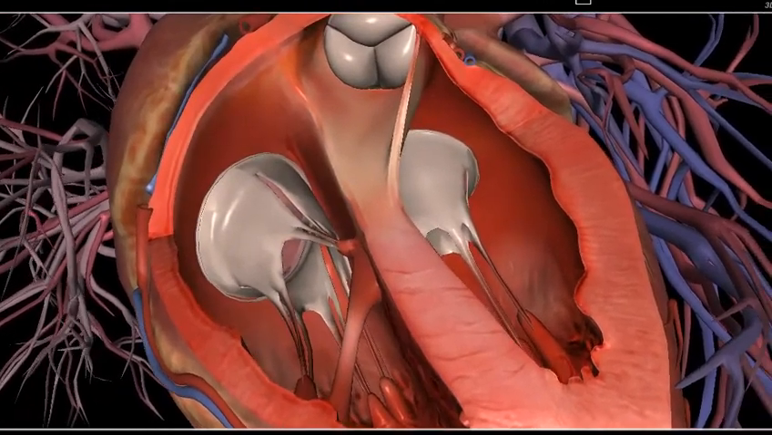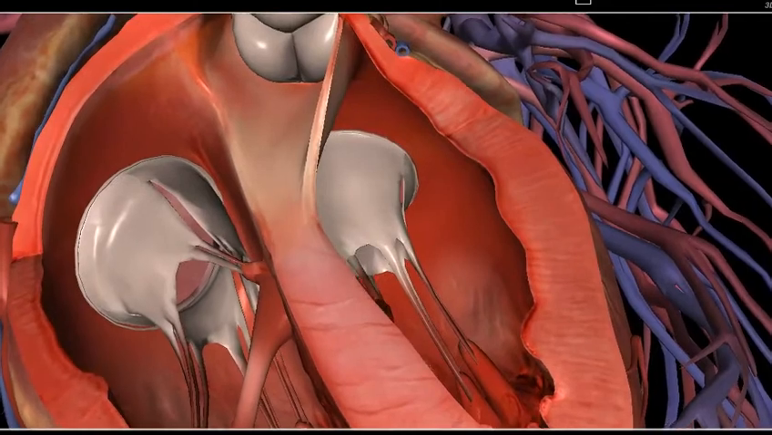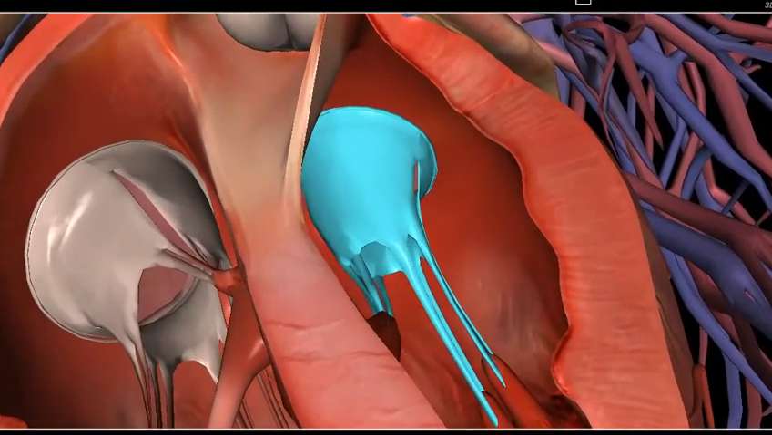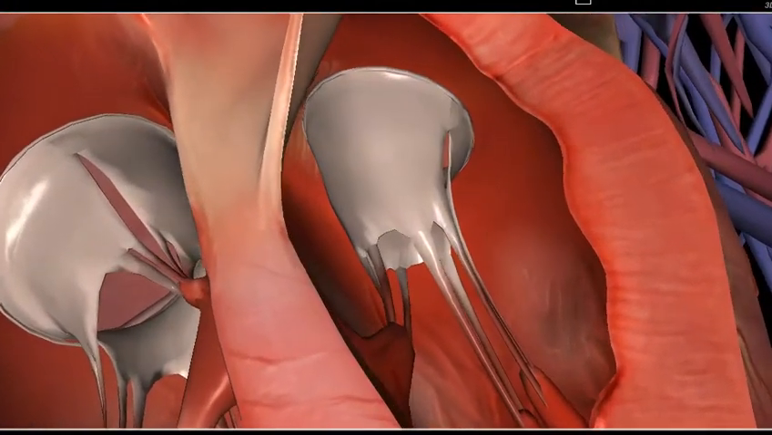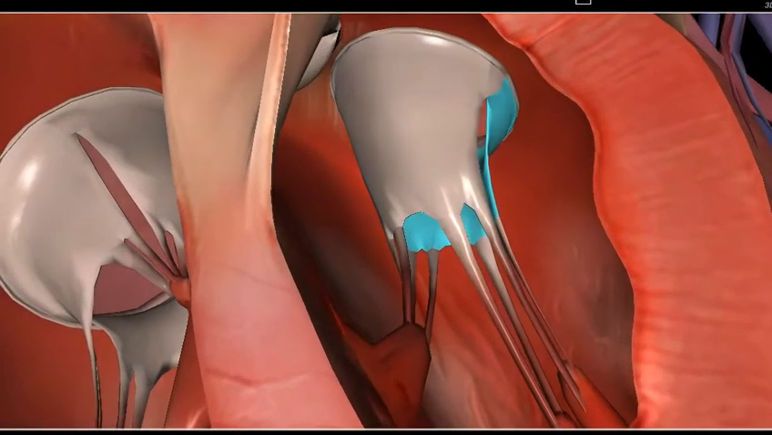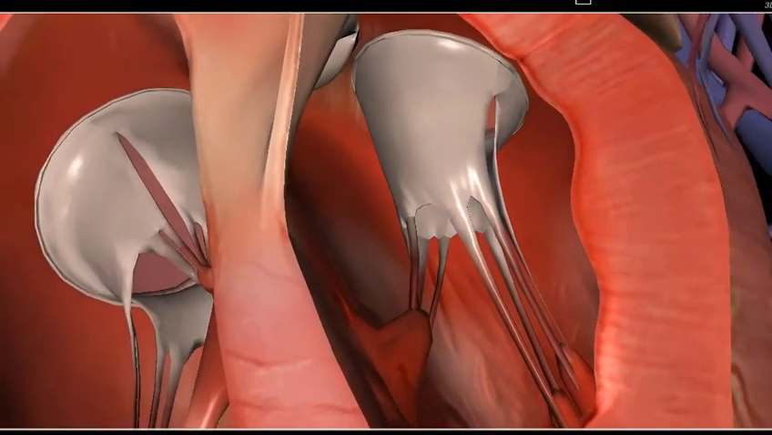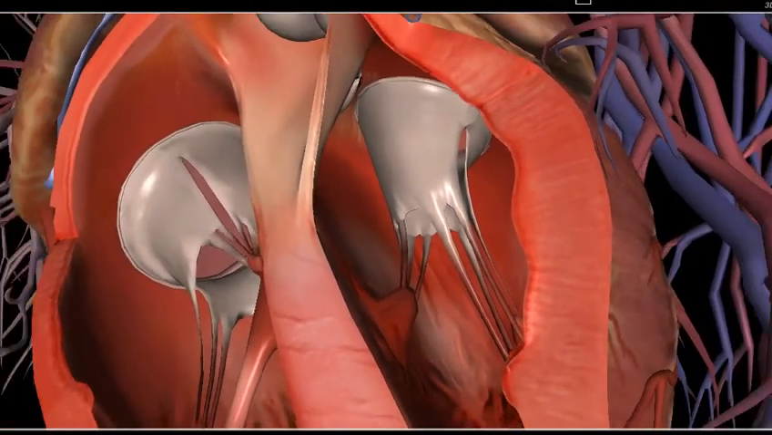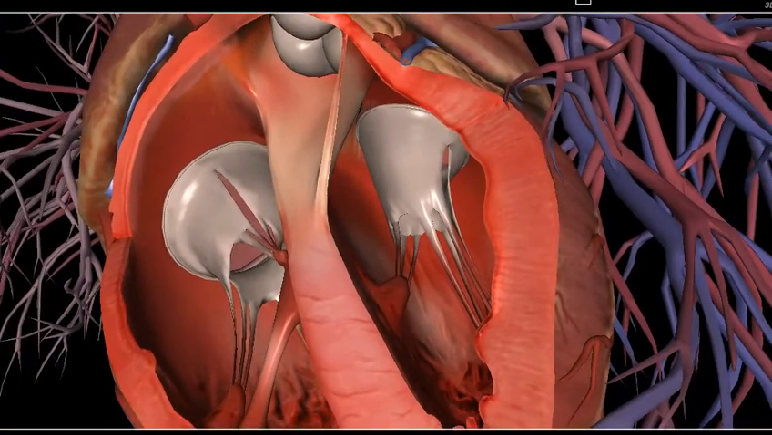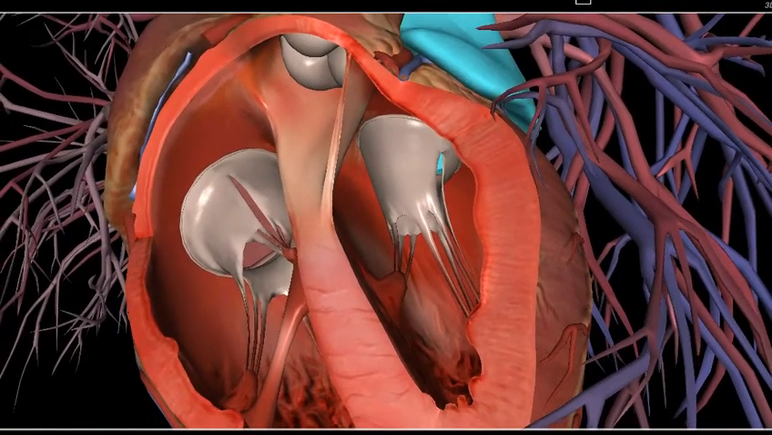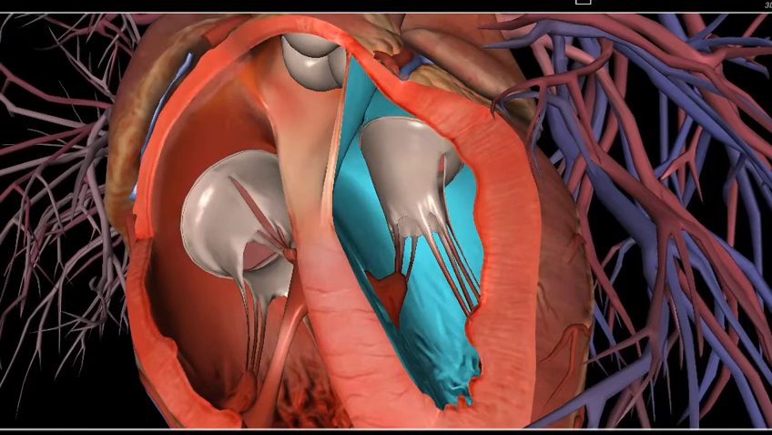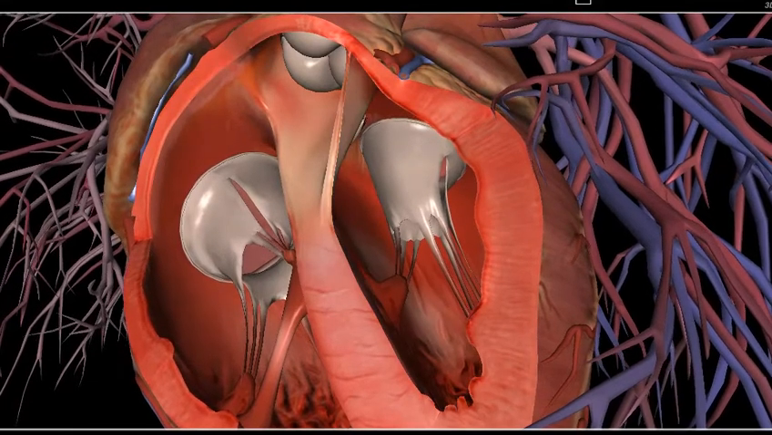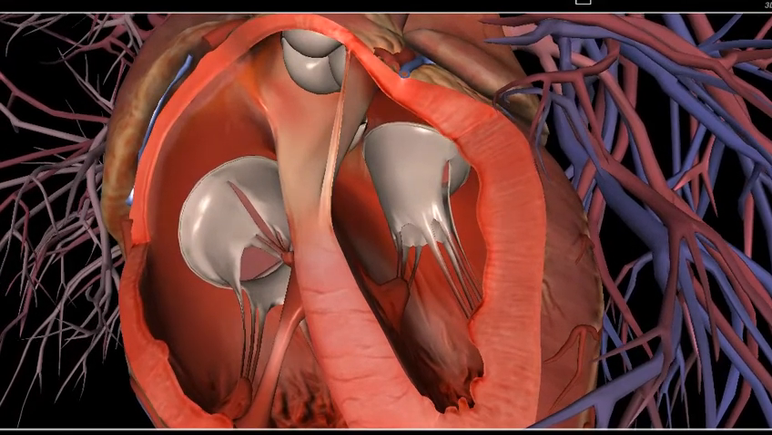The heart's left side contains another AV valve known as the mitral valve. It has two cusps: the anterior and posterior, or septal and mural leaflets. When the mitral valve opens, blood empties from the left atrium into the left ventricle. The AV valves maintain proper blood flow within the heart.